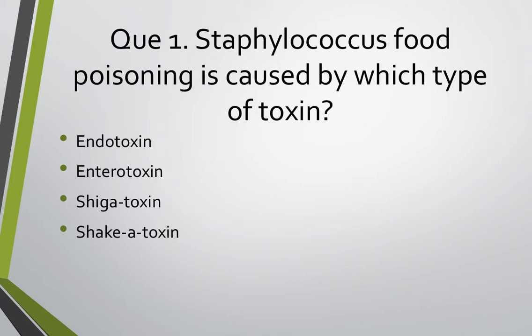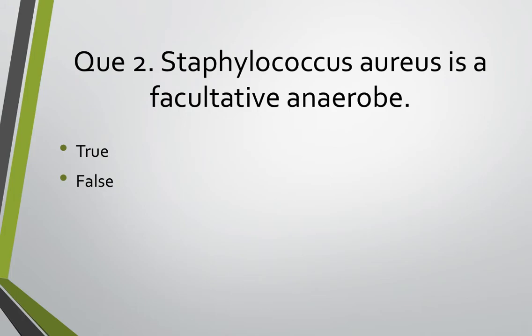So, now the questions. Question number one: Staphylococcus food poisoning is caused by which type of toxin? Endotoxin, enterotoxin, shigatoxin, or exotoxin? And the answer is enterotoxin. Question number two: Staphylococcus aureus is a facultative anaerobe. True or false? The answer is true.